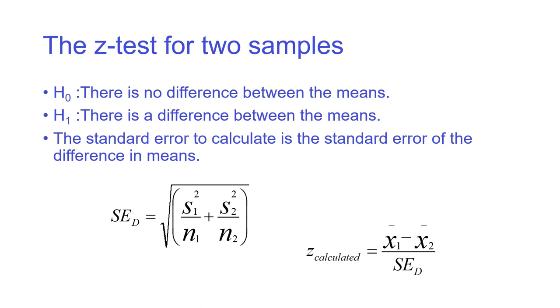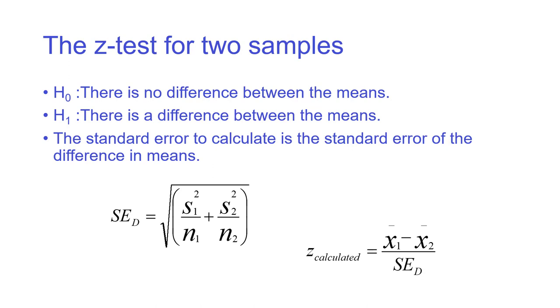Now, more useful and more common is the test for two different samples. So there is no difference between the means, or there is a difference between the means. Now we have to calculate a standard error, and this time we've got two standard deviations. We've got two variances. So the standard error of the difference between the two means is the square root of the variance of the first sample divided by the number in the first sample, plus the variance of the second sample divided by the number in the second sample. Remember, variance is standard deviation squared. So that gives you the standard errors that you're going to use.